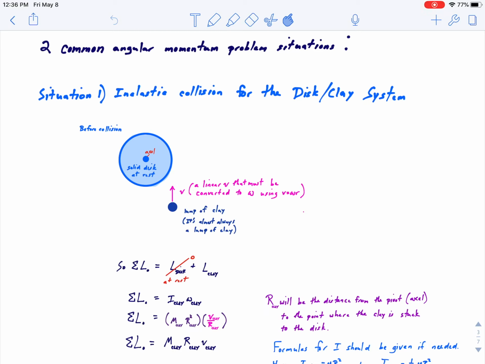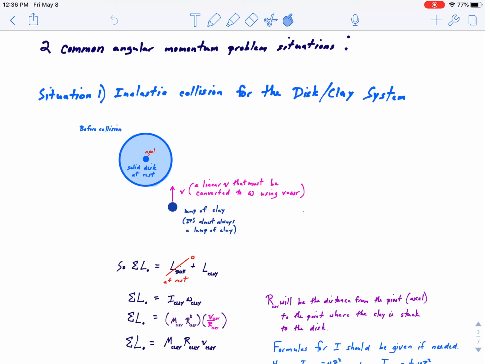Next, I want to talk about two angular momentum problems or situations that we've seen on the AP tests. The first situation would be very similar to what we did with inelastic collisions in linear momentum. Inelastic collisions, recall, are when two objects collide and stick together.